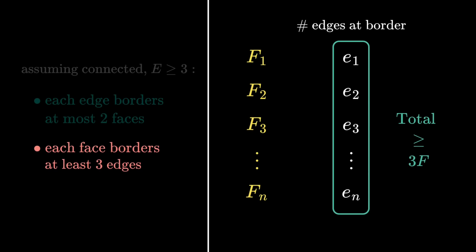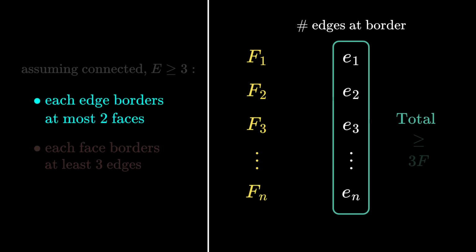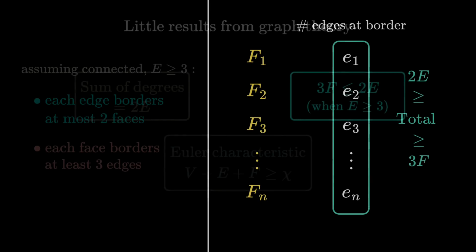On the other hand, because each edge borders at most 2 faces, each edge will only appear in a count once or twice, but nothing more. So the total of these e's will be at most twice the number of edges, when each edge gets at most double counted. Combining these two inequalities, we have 3f ≤ 2e, which is the second result we want.